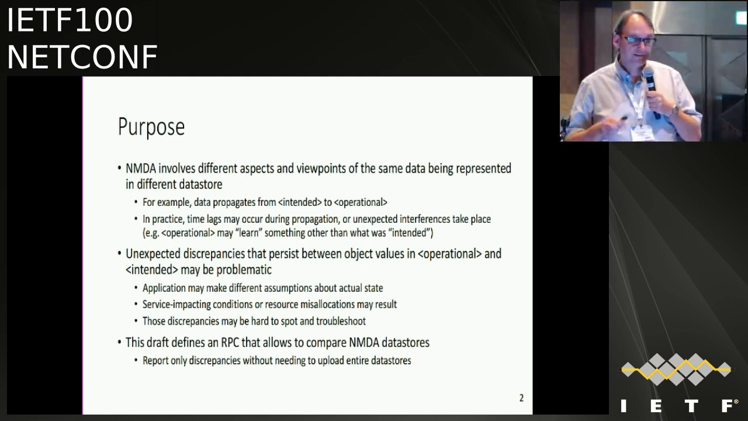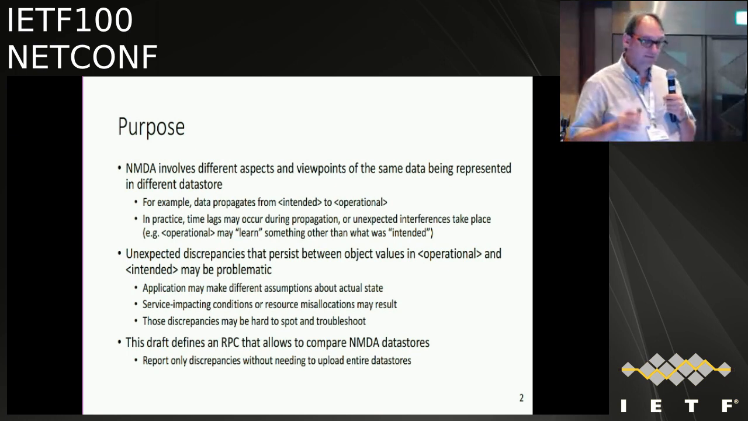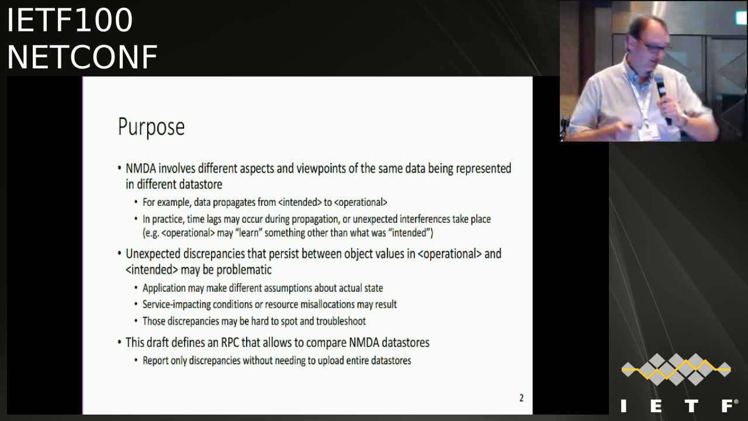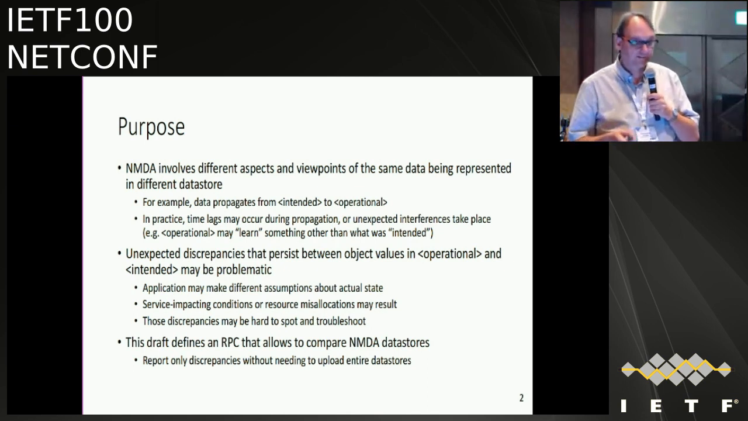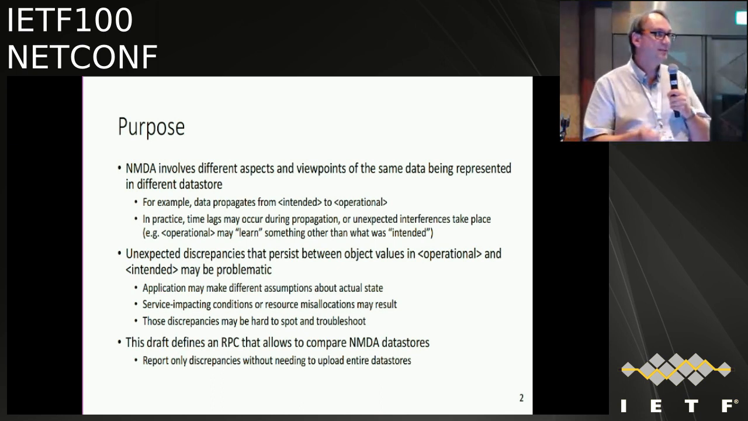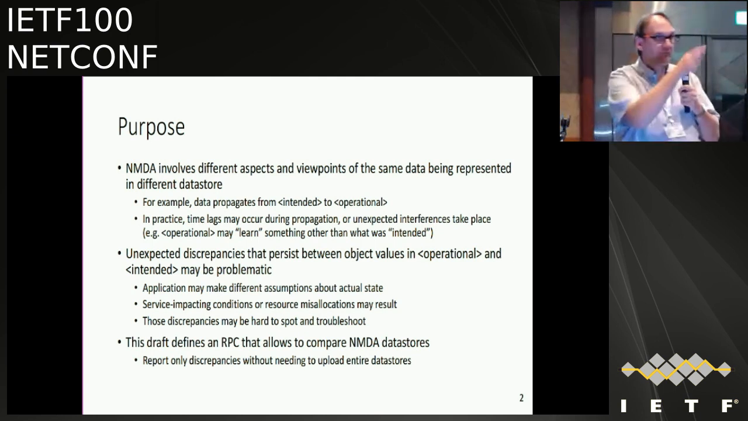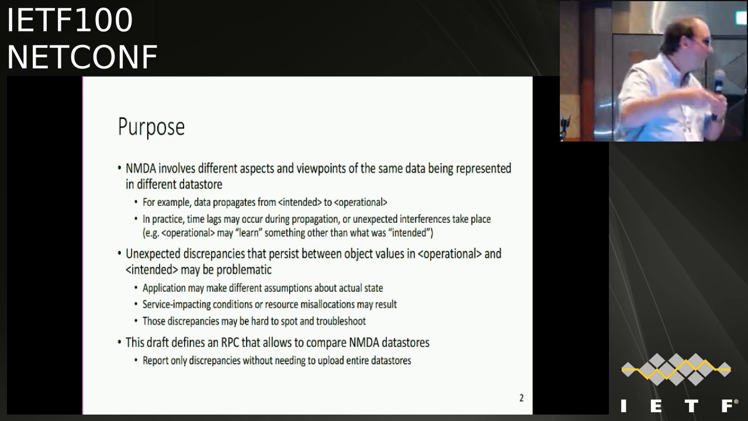The issue is that within NMDA, the same data can be represented across different data stores. The question is, what happens if there are unexpected discrepancies that persist between object values in the operational and intended? I don't have much time, but to cut to the chase, the draft defines an RPC data model that allows comparing NMDA data stores, and essentially allows seeing if there are any unexpected discrepancies, for instance between intended and operational, that something is either not propagating or maybe something that was intended is suddenly learned or whatever.